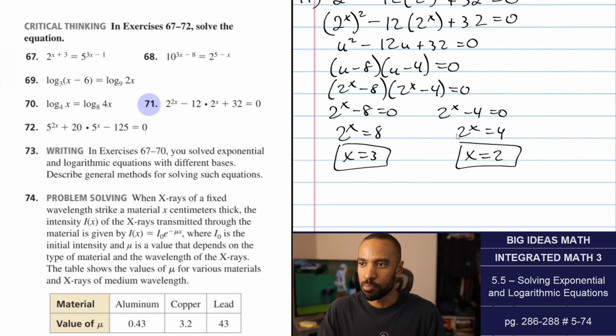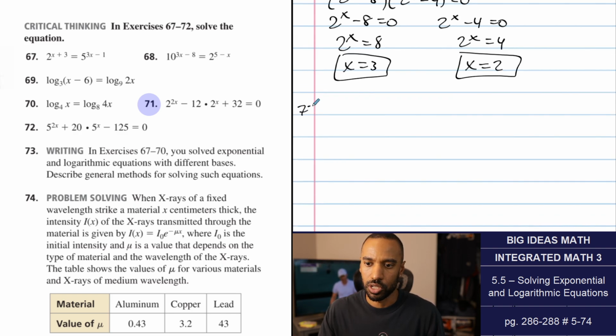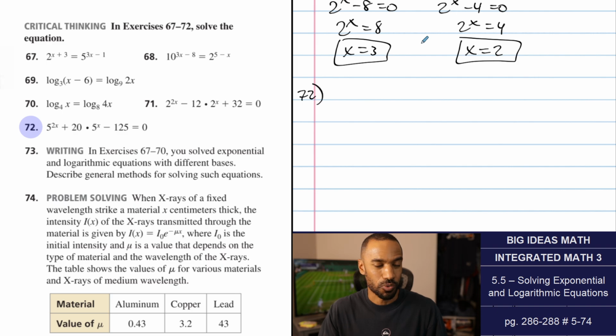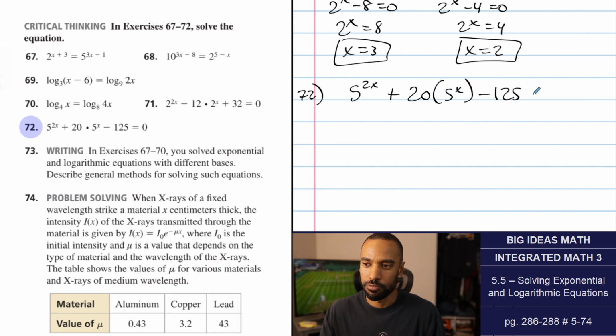Number 72, maybe more of the same kind of question, which is good. The two questions before were making me a little nervous in terms of was I doing them right or wrong. I know the 16 was right because I plugged it in and it actually worked out, so I felt pretty good about that one. 5 to the 2x plus 20 times 5 to the x minus 125 equals 0.